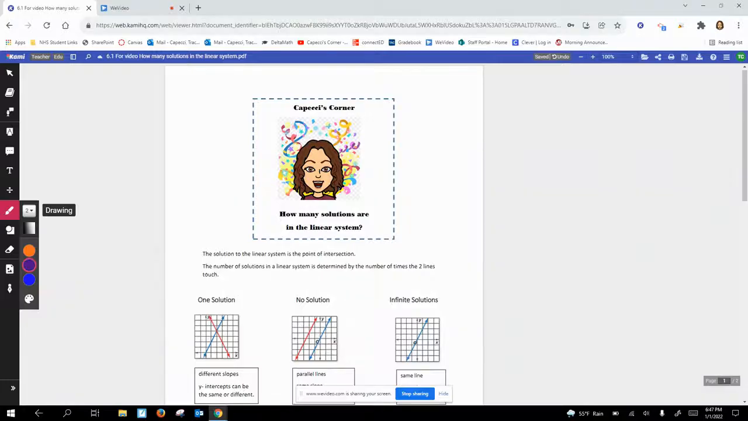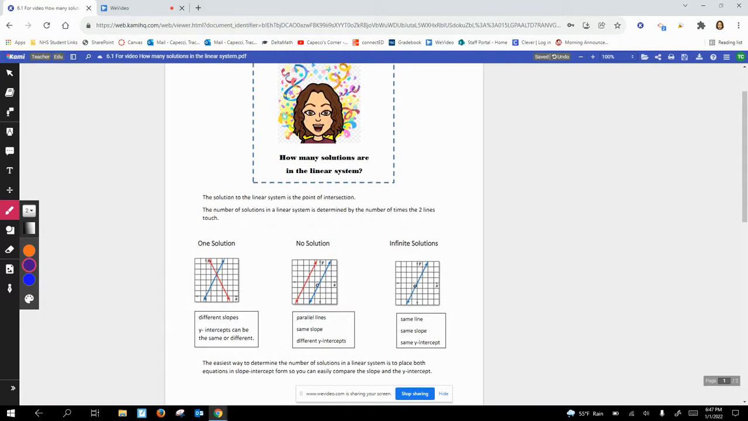In Veggies Corner, we're going to look at how many solutions there are in a linear system. So what does that mean? Well, when we graph a linear system, where the lines touch, that's the point of intersection, right? So that's the solution of a linear system. Now, it's not always that easy. They might not always touch. So the number of solutions in the linear system is determined by the number of times they do touch.